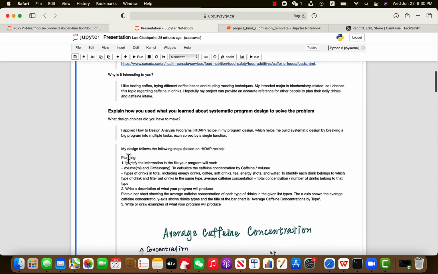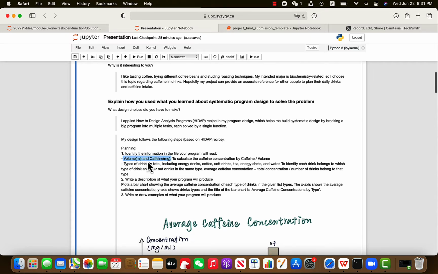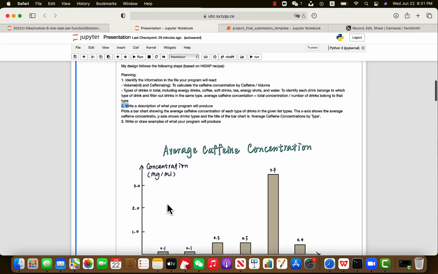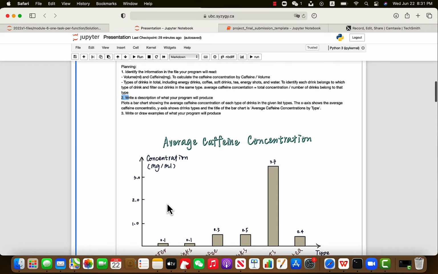So the first stage is planning, which is to identify the information in the file that is required to solve the problem. The volume and caffeine are important to calculate the caffeine concentration, and also the type of drinks in total, including energy drinks, coffee, soft drinks, tea, energy shots, and water. And then describe what my program does and draw a sample graph for it.